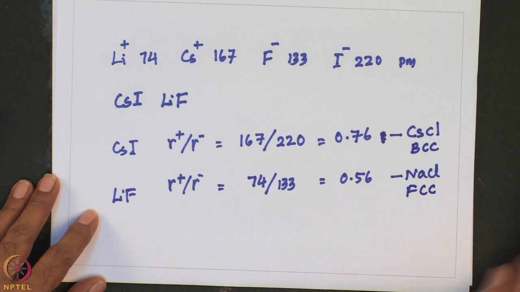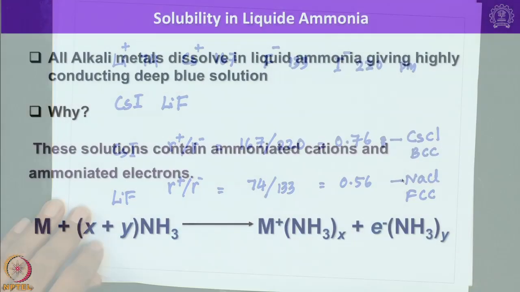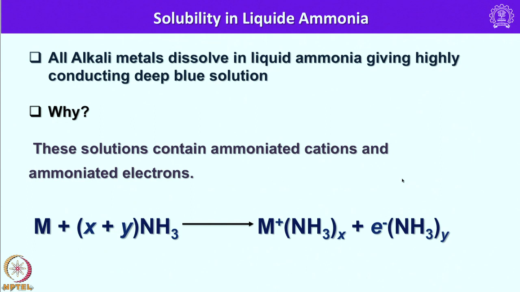So, of course, one can conveniently use this method to predict the structural types for any given alkali metal salt. Let us look into the solubility of alkali metals in liquid ammonia. All alkali metals dissolve in liquid ammonia, giving highly conducting deep blue solution. So, why does this happen? Why is the color blue?